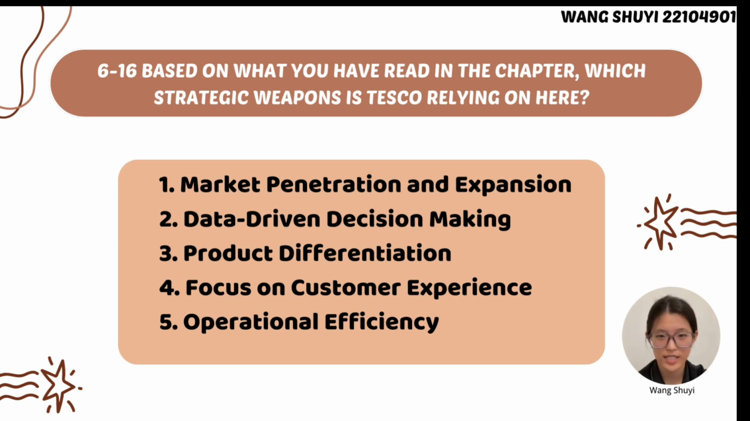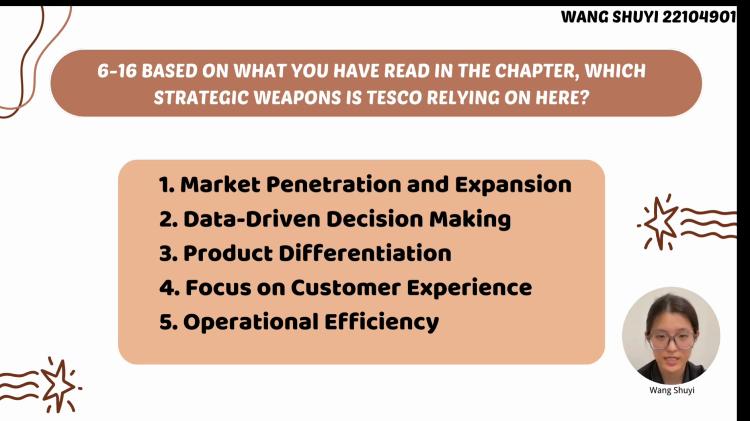The second strategy is data-driven decision-making. Tesco uses advanced business intelligence systems to understand customer preferences and behaviors, which guide their decisions on where to locate new stores and how to stock them. This approach ensures they are meeting the needs of their market effectively. The third strategy is product differentiation. Offering a range of products from value items to premium brands allows Tesco to cater to a diverse customer base, which is a strategic approach to maximum market coverage and customer appeal.